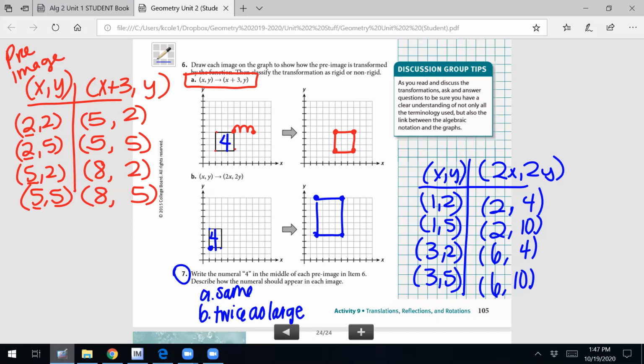Okay, so A is going to be exactly the same, and B is going to be twice as large. You have to do that on your homework. All they're wanting you to do is see what happens to your shape, okay? Our shape is getting double its size. It's doubling not only horizontally, it's doubling vertically. So it doubles both ways.